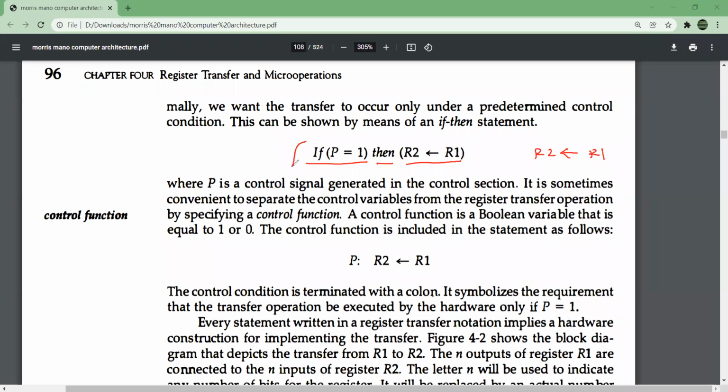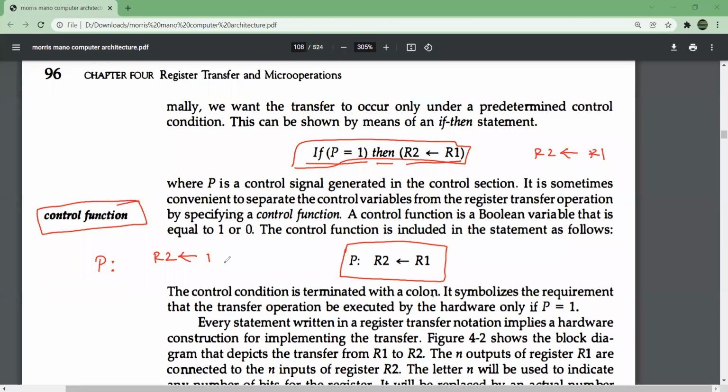Now this particular statement can be written with the help of a control function, and that control function symbol is given in here. There is no need to write if P is equals to 1, then you can simply write P colon and then R2 with R1, where P is a control signal generated in the control section. So what is a control function?